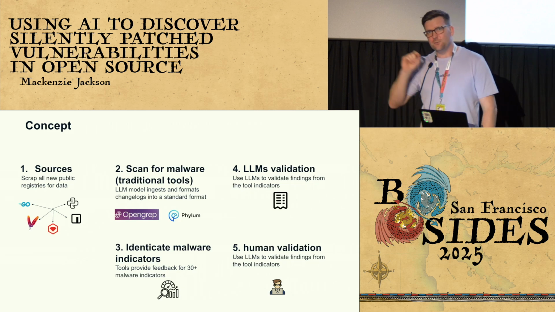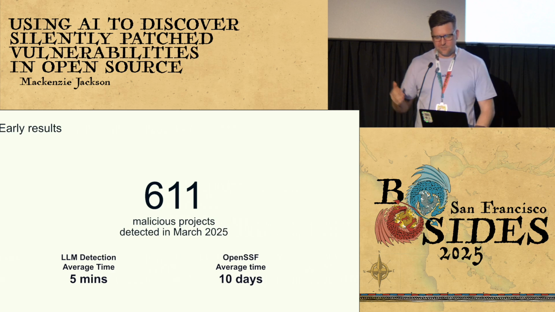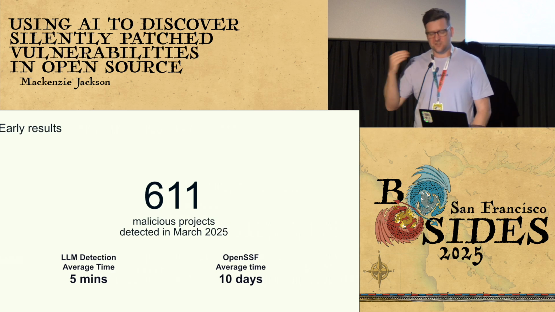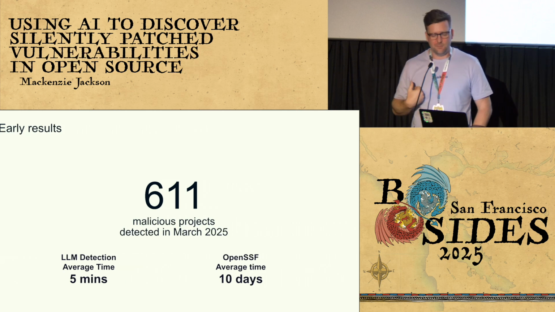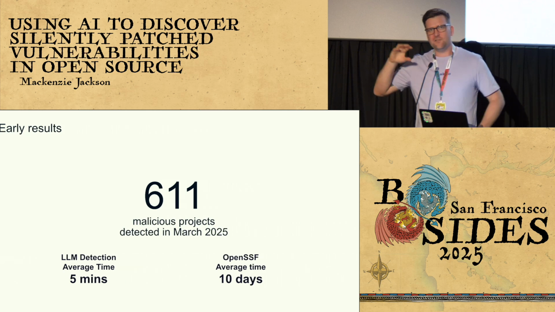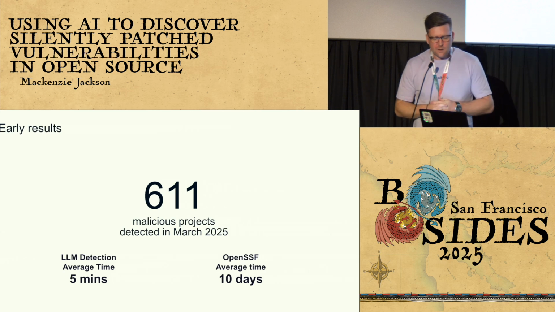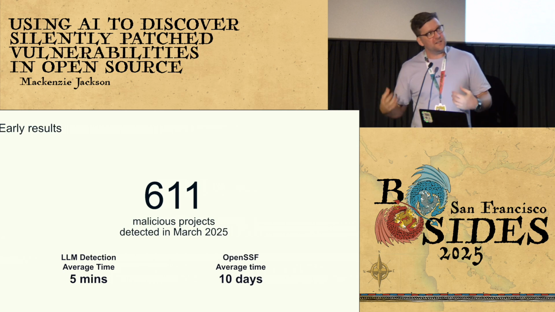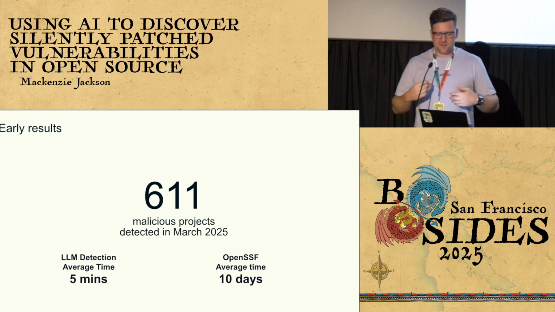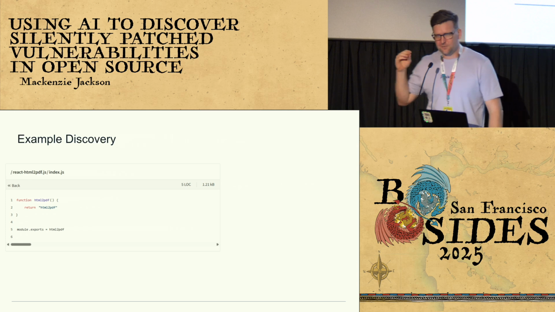And here we found some really cool stuff, especially recently. Just in March, we found 611 malicious projects on NPM. The average time to detect these with our LLM model was 5 minutes. If we compare that to a benchmark using the OpenSSF Foundation, they had an average detection time of 10 days. We haven't missed any that they've found, but there is quite a lot that we've found that haven't been reported there.